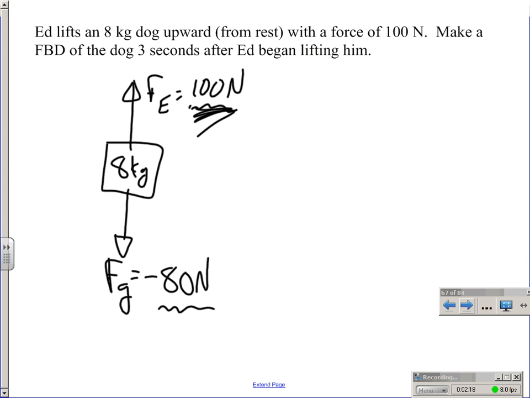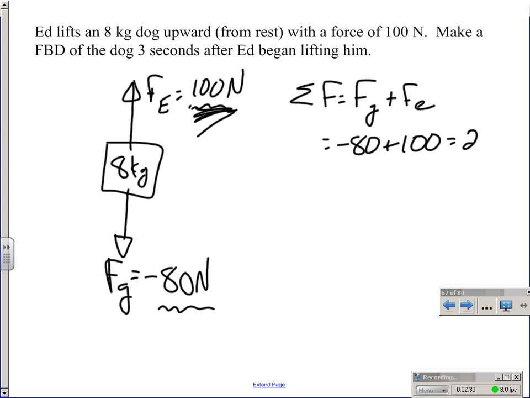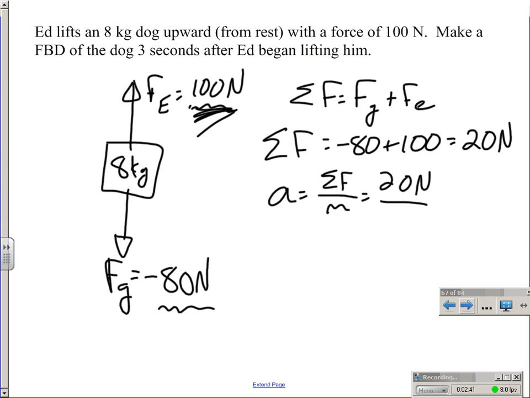To find the net force, I can add up all my forces, right? In this case, it's the force of gravity plus the force of Ed. So it's going to be -80 plus 100 equals 20 newtons for my net force. So now I can find my acceleration. I've got a net force upwards of 20 newtons because I've got 20 more newtons up than I have down on an 8-kilogram object. That's going to give me an acceleration of 2.5 meters a second squared.